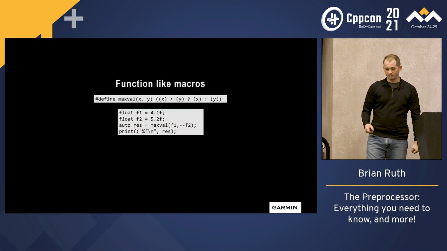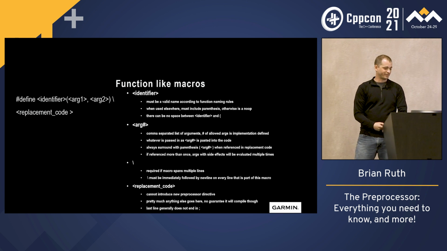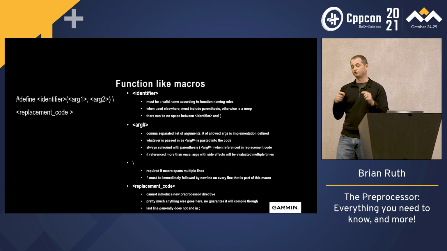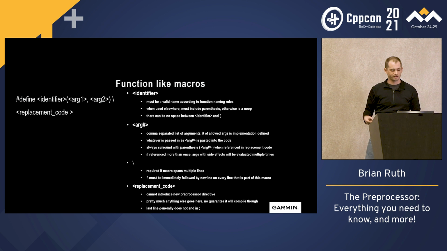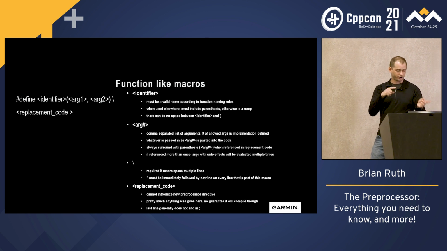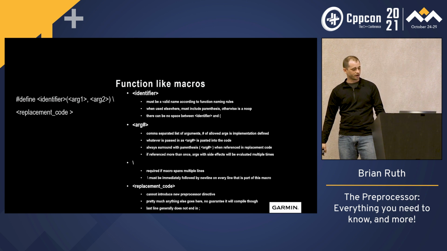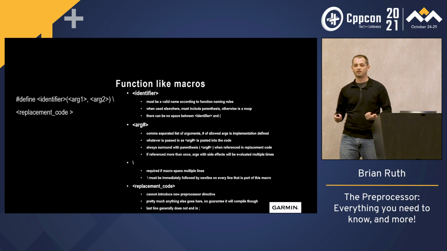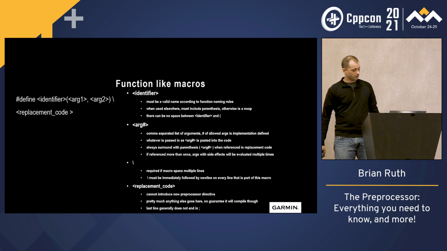All right, function-like macros. You're going to have an identifier, again, same as usual. When used elsewhere, if you make a function-like macro, it requires the parentheses to be used because it's treating it kind of like a function replacement. There can be no spaces between the identifier and the parens. Then a comma separated list of arguments. The number of arguments is implementation defined. So based on the way the preprocessor works, there is a certain number that it will allow.